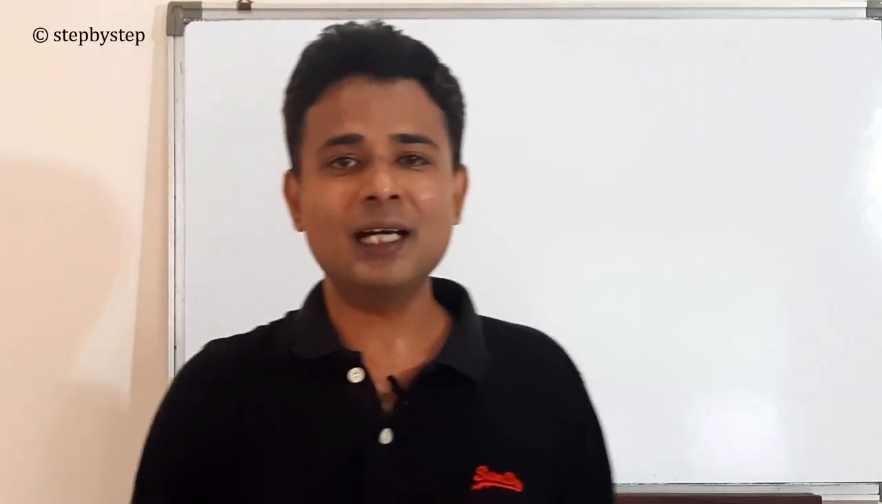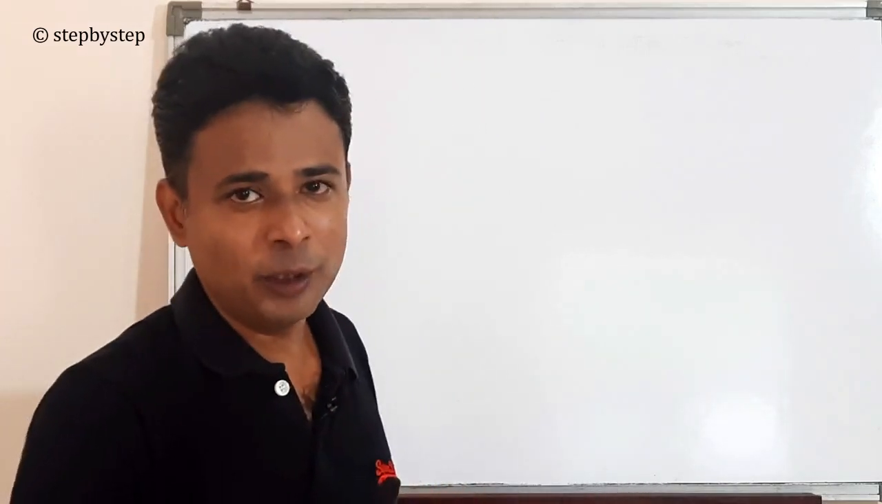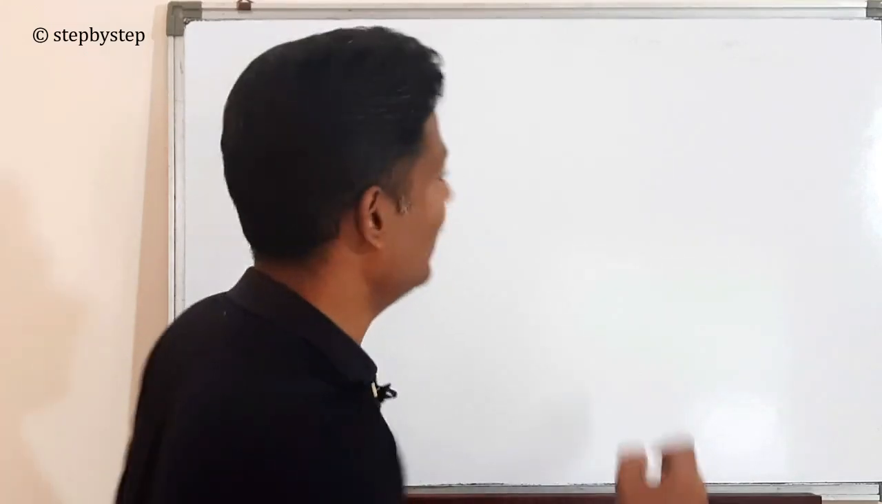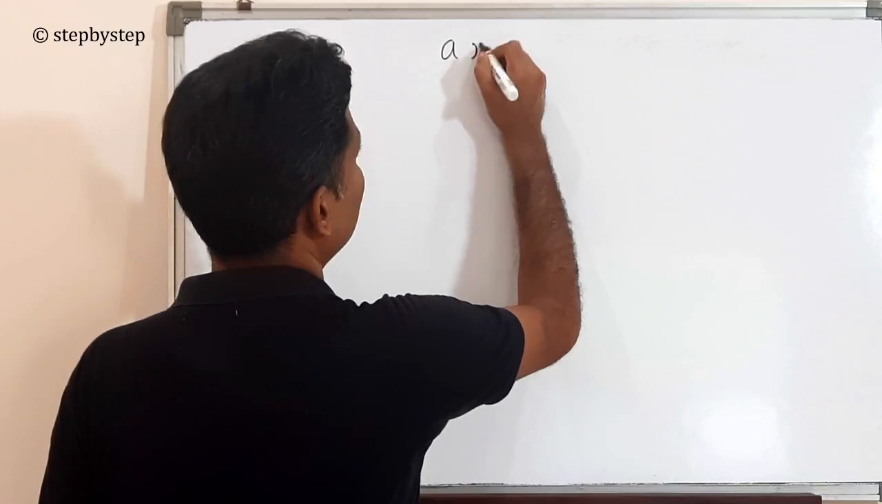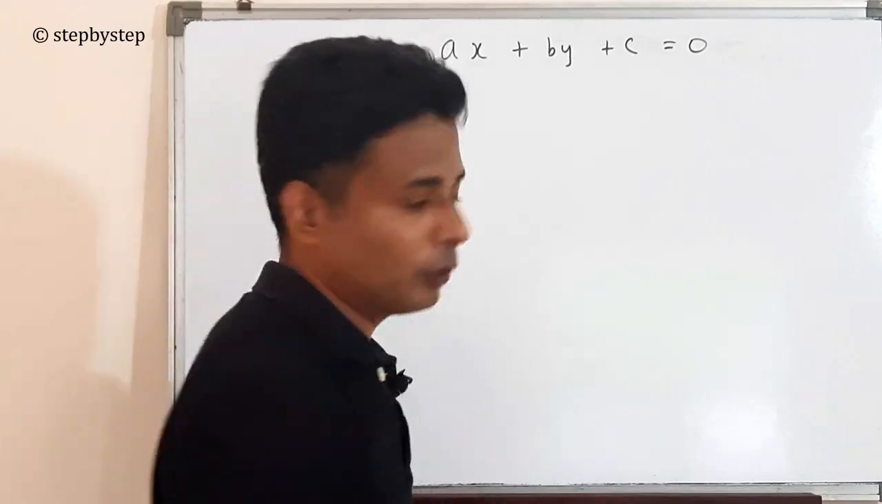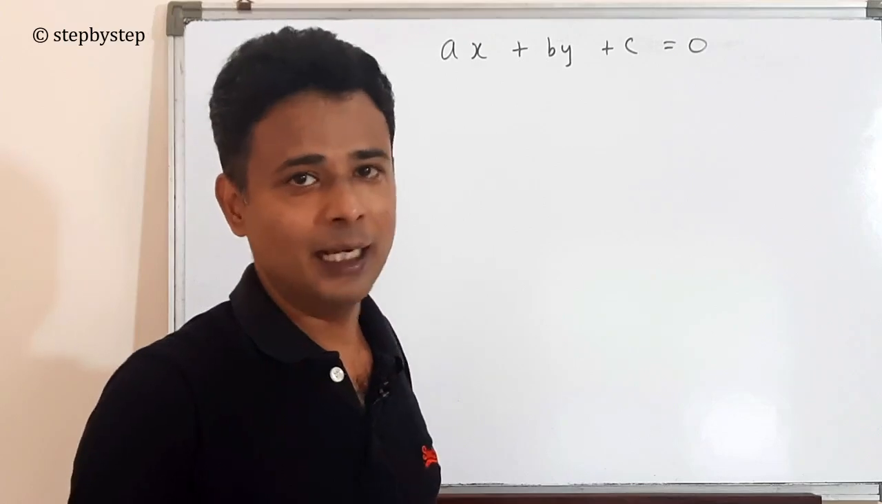Alright guys, now we'll start with the basics of linear equations. In the first module in this chapter, we already saw the general form of the linear equation, which was ax plus by plus c equal to 0. What is a linear equation in two variables? It is the equation of a straight line.